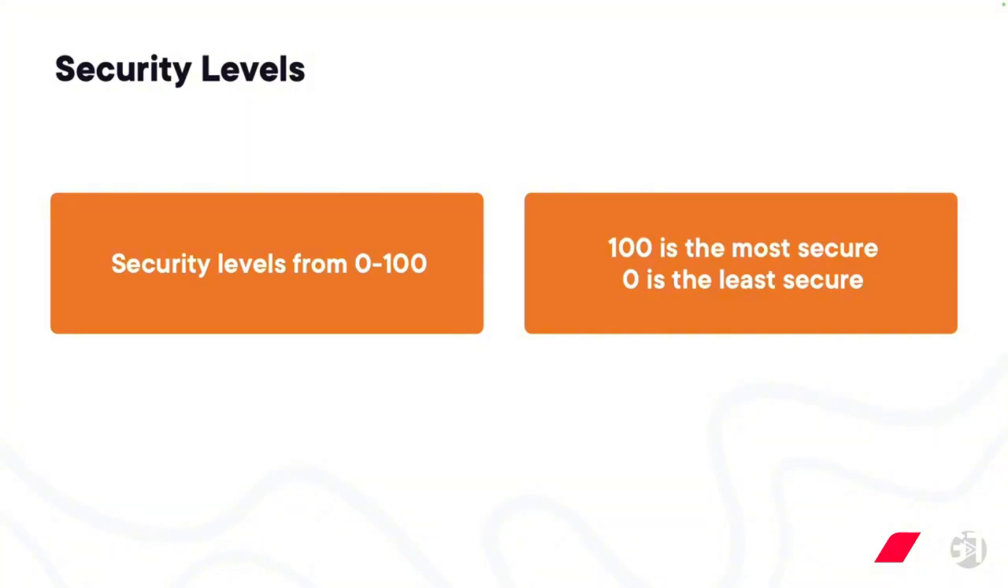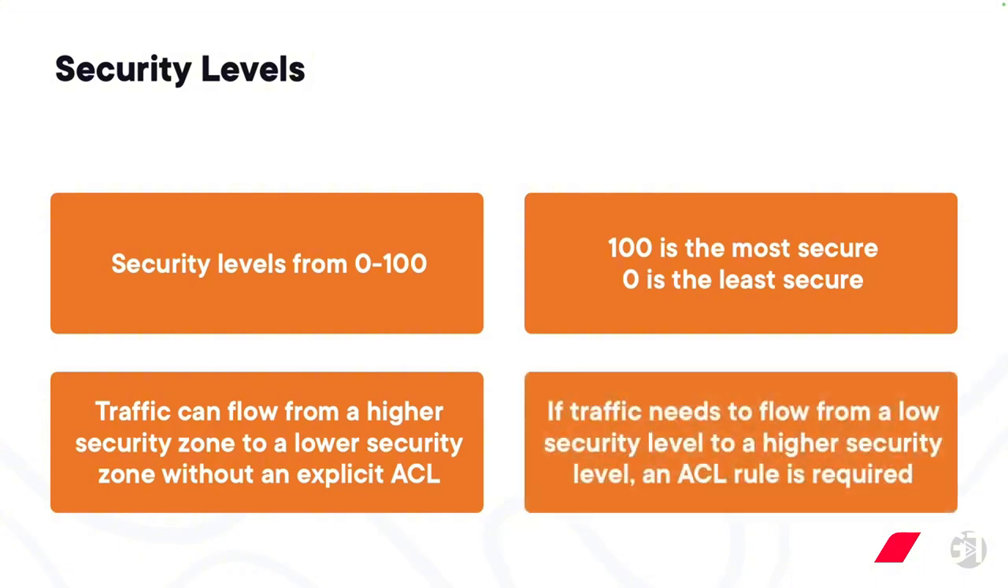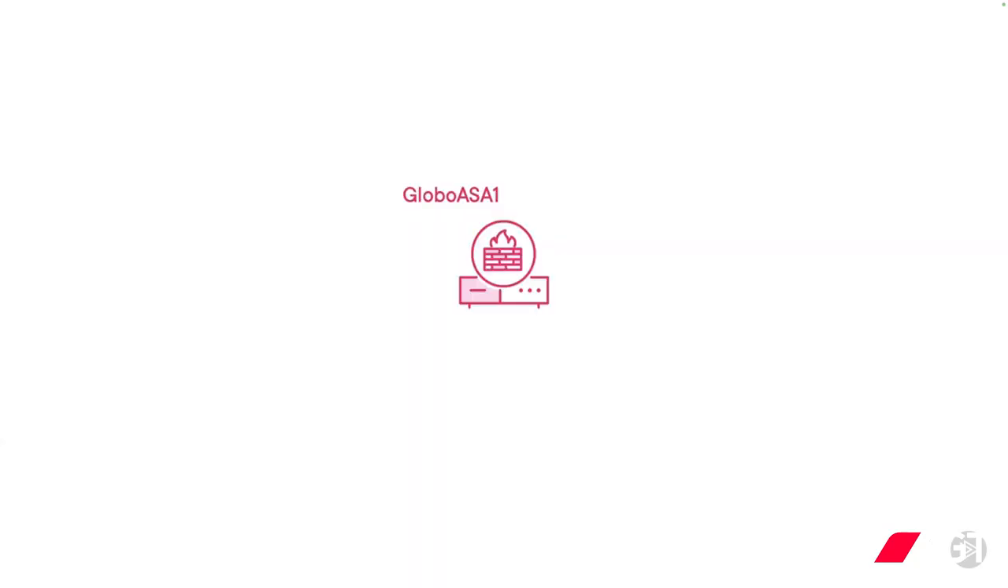So a security level of 100 is typically used for corporate devices, or, quote, the inside network. A security level of 0 is usually used for a public-facing interface. And by default, traffic flowing from a higher security zone to a lower security zone does not require an explicit ACL. It is inherently allowed by the ASA. Conversely, if you need traffic to flow from a lower security zone to a higher security zone, this will require an explicit ACL rule. So let's walk through what you will see configured.